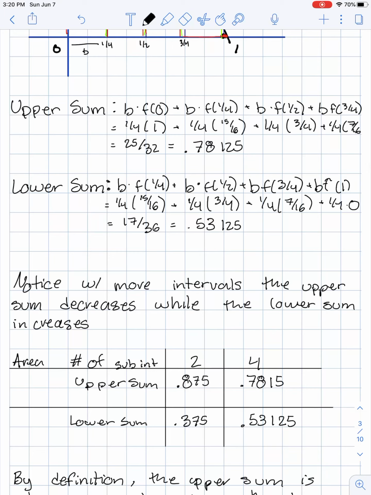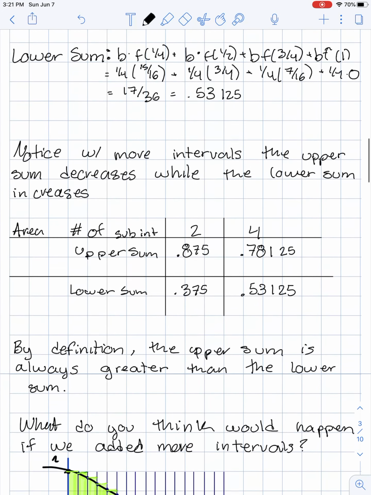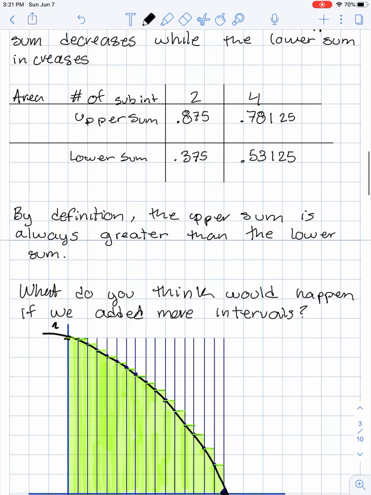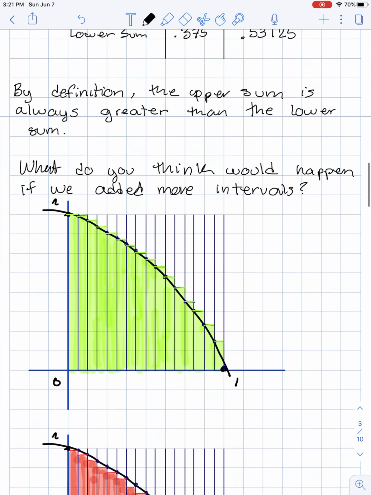And then I also drew a chart. All right, so my upper sum with 2 intervals, 0.875, decreased to 0.78125. And the lower sum we talked about increased. So by definition, the upper sum is always going to be greater than the lower sum. So what does that mean? What happens when I add more and more subintervals? The upper sum is going to have to decrease down to something, and the lower sum is going to have to increase to something.